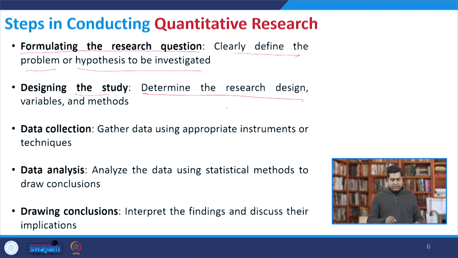Next, designing the study, where we have to determine the research design, we have to select the variables and the method to analyze the information. Then we gather the data using an appropriate instrument, whether it is an experimental setup or a survey based questionnaire, and what kind of sampling strategy you want to adopt, whether it will be probabilistic or non probabilistic, whether it is random or just convenience sampling.